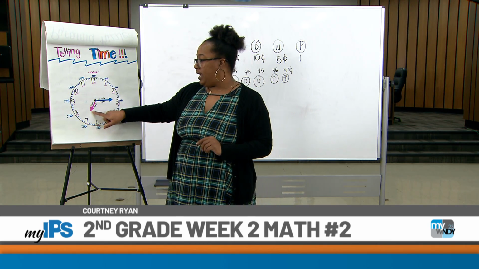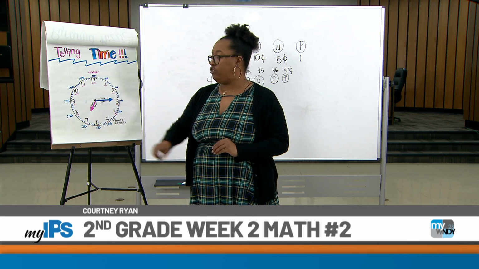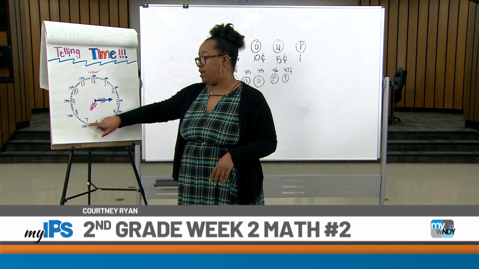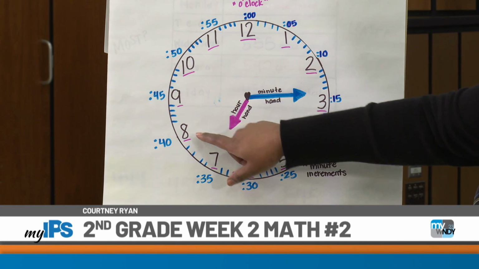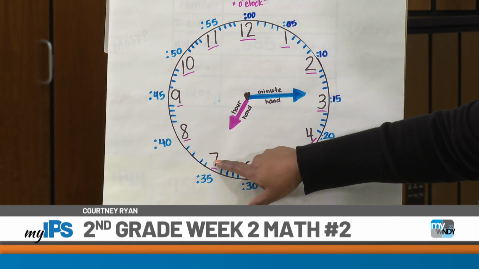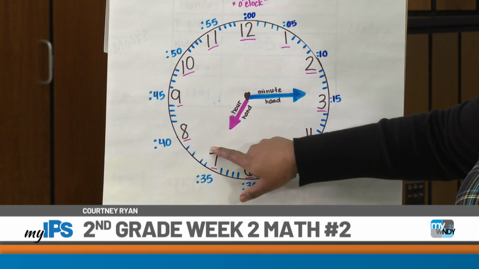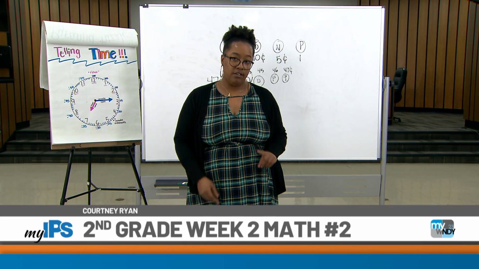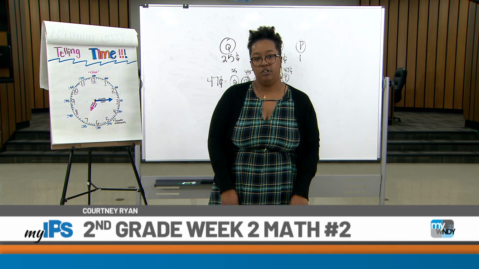So remember that when our hour hand is in between two numbers, let's say our hour hand was in between the 7 and the 8, it's not 8 o'clock yet. We're still in the 7 o'clock hour. That hand getting closer to the 8 just lets me know that it's closer to 8 o'clock. So don't let that trip you up as you're working on this.